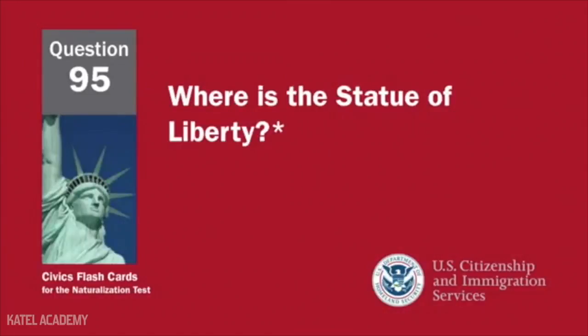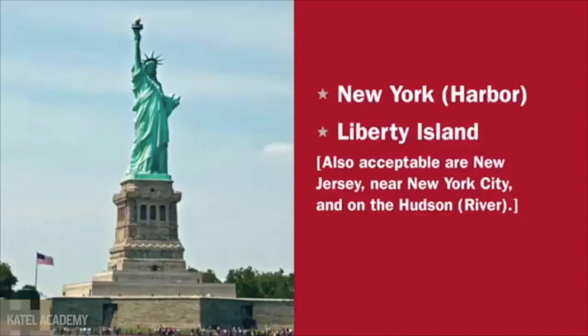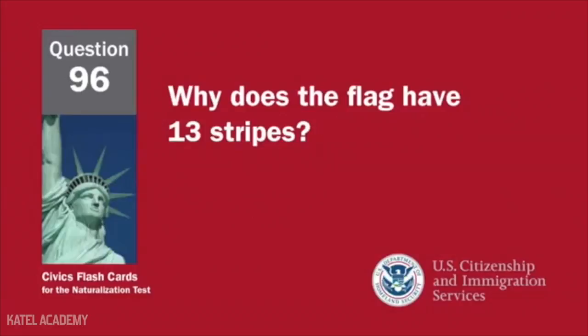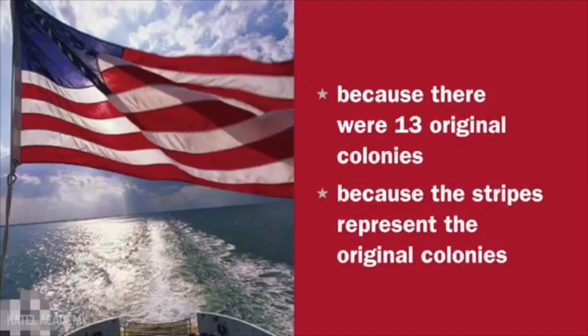Where is the Statue of Liberty? New York Harbor, Liberty Island. Also acceptable are New Jersey, near New York City, and on the Hudson River. Why does the flag have 13 stripes? Because there were 13 original colonies. Because the stripes represent the original colonies.